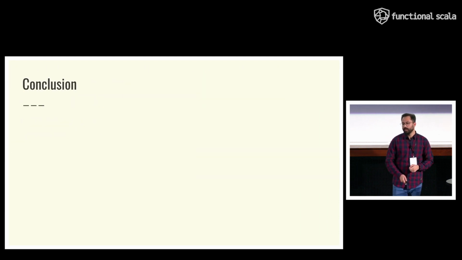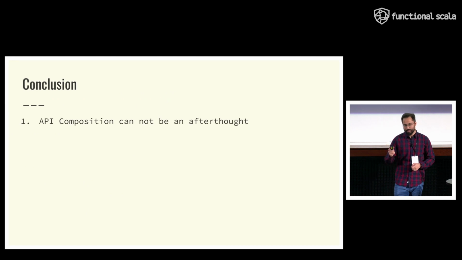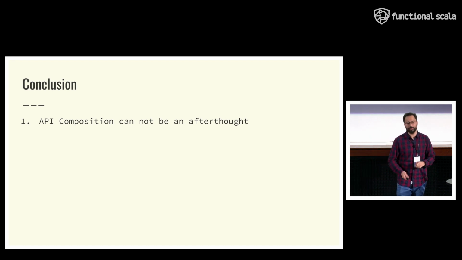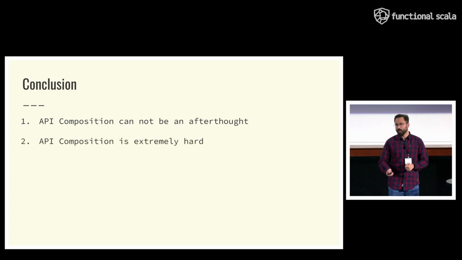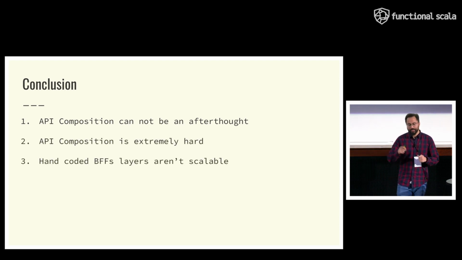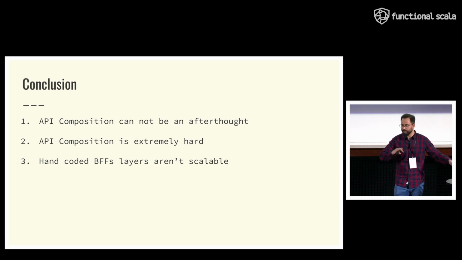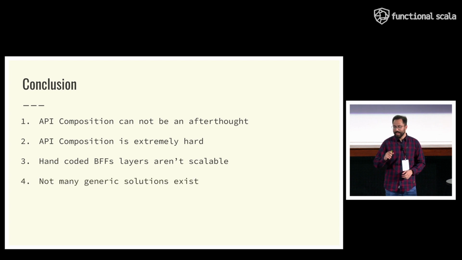In conclusion, API composition cannot be an afterthought. You have to think about it, especially if your business really goes out of control, like becomes really big. It's very important to think about API composition. It's extremely hard. It's not that straightforward. Hand-coded BFF layers do not work. You can try. After some time, you'll have problems. There are solutions like Federation and stuff. They all have flaws in them. And there are no generic solutions available. So you can't, as I said, go on the internet and download a BFF layer.